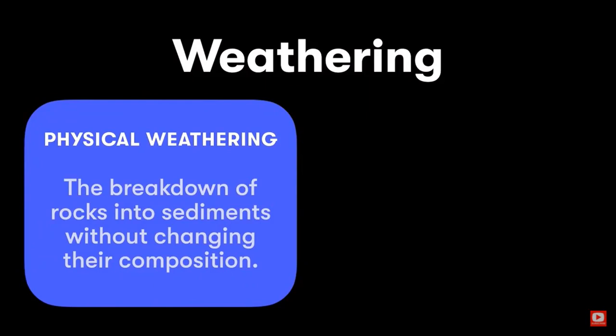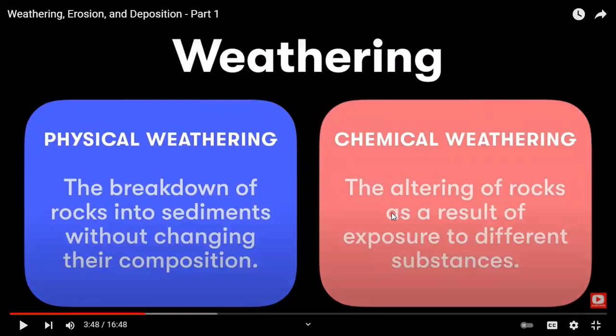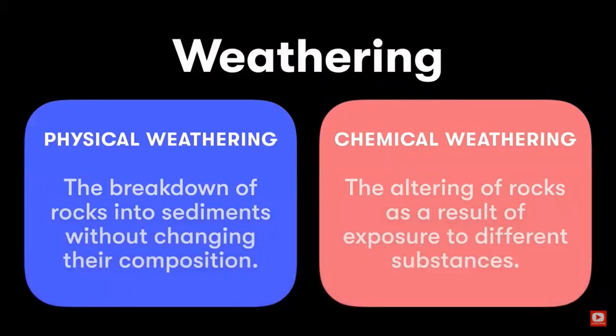But that does also happen in nature, and we have a different name for that. That's called chemical weathering. And so this is when the rocks are changed chemically because of some reaction with usually something like air or water in nature. So the altering of rocks as a result of exposure to different substances.